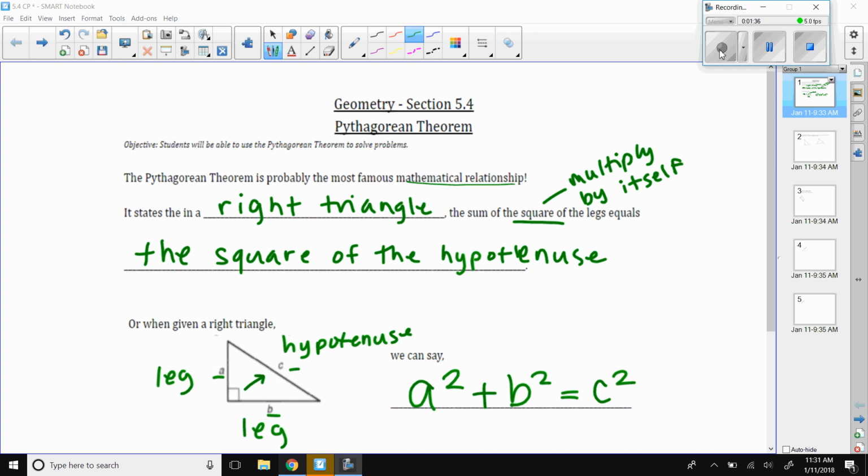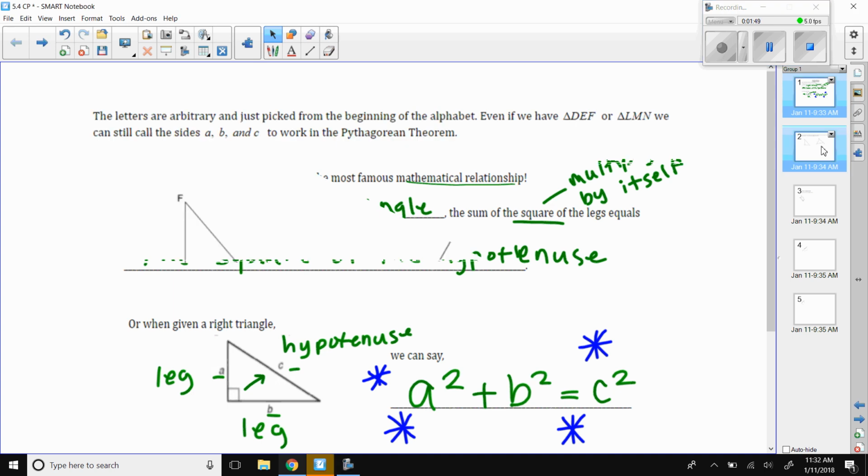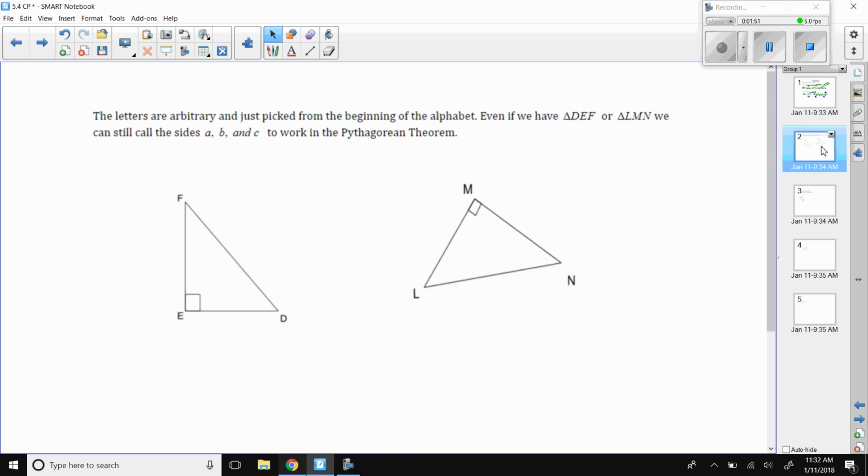And that's really the craziness of the Pythagorean theorem. That's the important part, as well as knowing where these side lengths go. So knowing where they go is important, and the letters are just arbitrarily picked at the beginning of the alphabet.